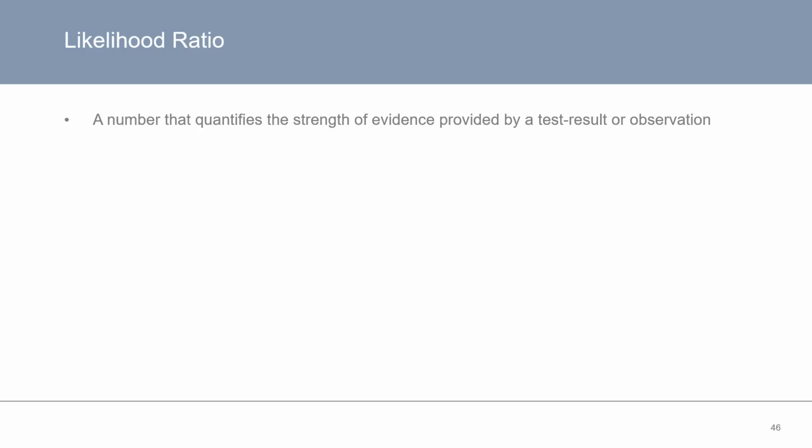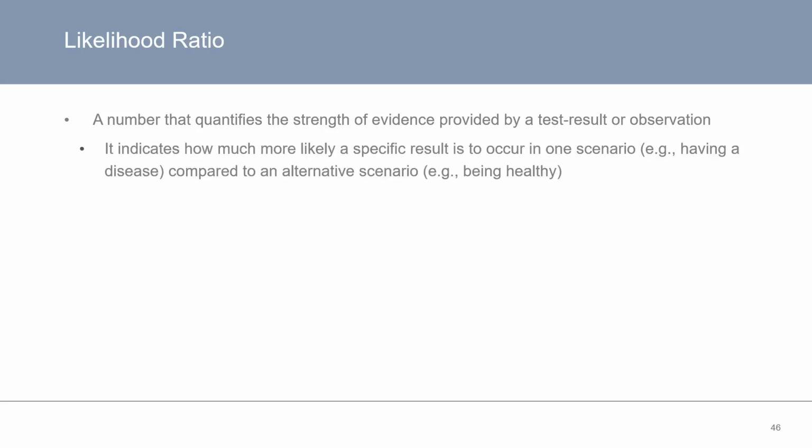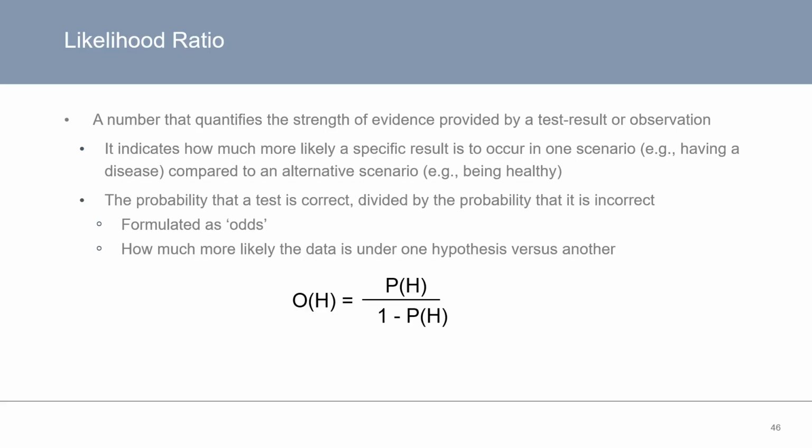This brings us to the term likelihood ratio. This is a number that quantifies the strength of evidence provided by a test result or observation. It indicates how much more likely a specific result is to occur in one scenario, for example having a disease, compared to an alternate scenario, for example being healthy. It's calculated as the probability that a test is correct divided by the probability that it is incorrect, as seen in this equation, using odds form, and it assesses how much more likely the data is under one hypothesis versus another.